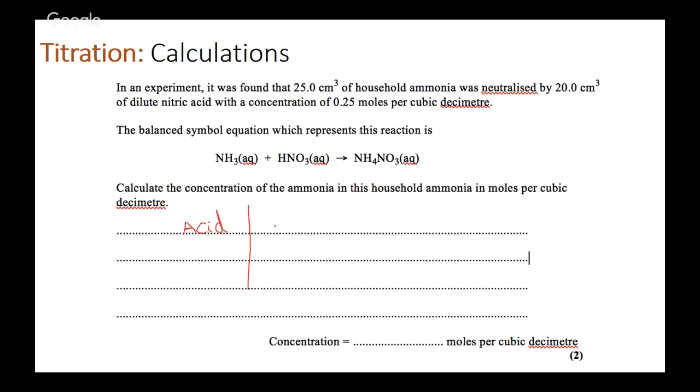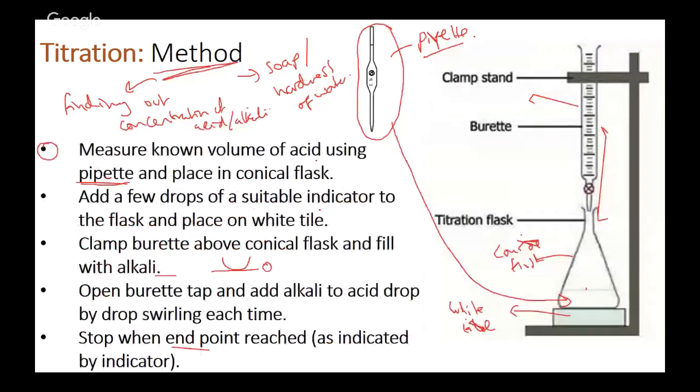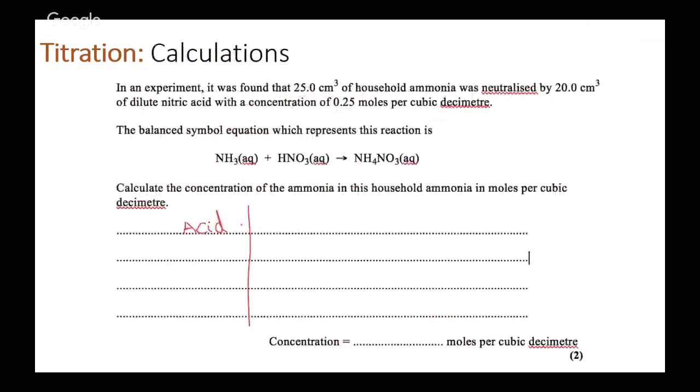Acid, alkali, and our n, c, v. We write down what we've got. It says calculate the concentration of ammonia. So that's our alkali, that's what we need to work out.